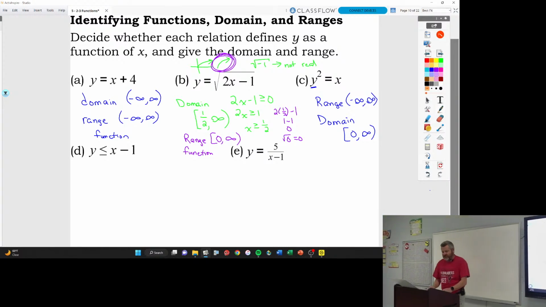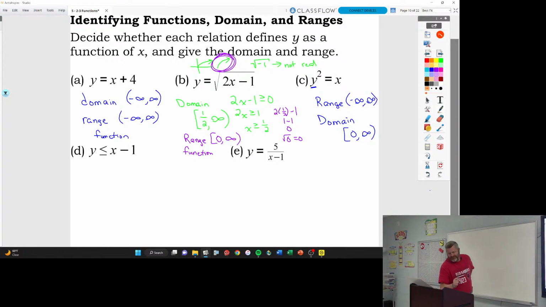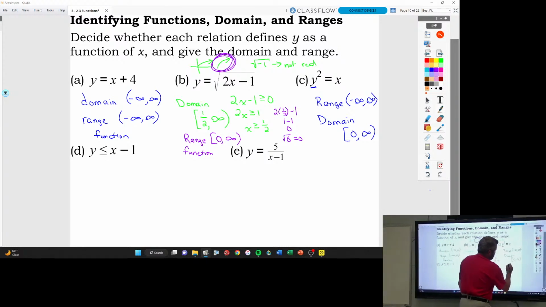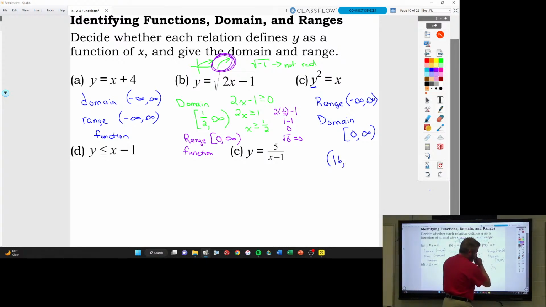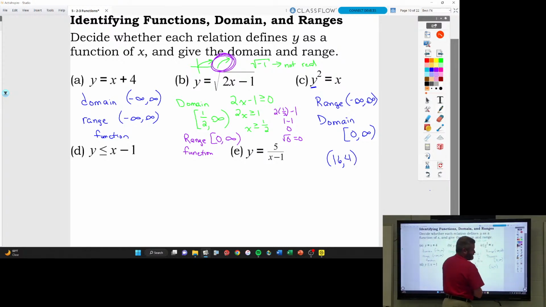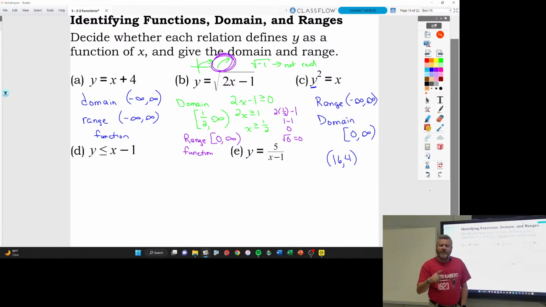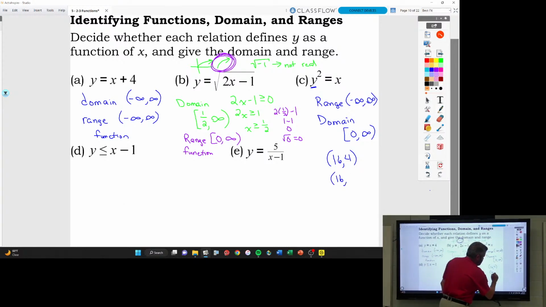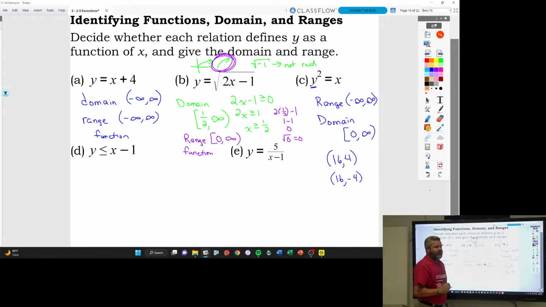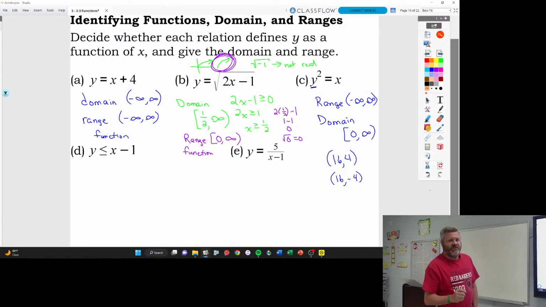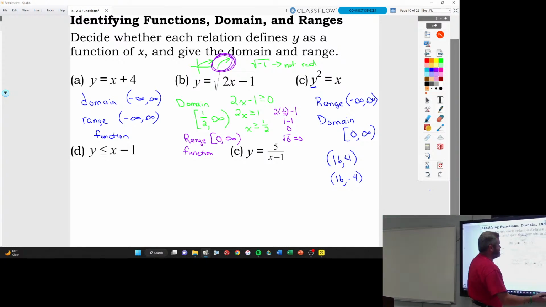So is it a function? Well, let's think of some values. How can I get, say, 16? What number can I square to get 16? Well, if I squared a 4, I would get 16, because 4 times 4 is 16, but there's another one. Remember, a negative times a negative is positive, so 16, negative 4 is also a point on this graph. So I've just shown you two different y values for the same x value, so by definition this is not a function.